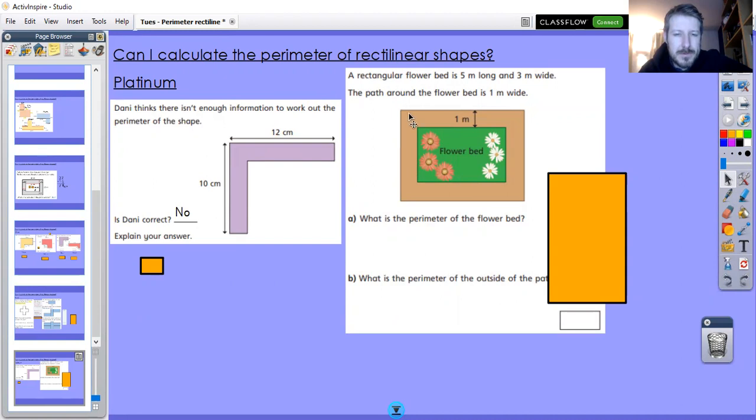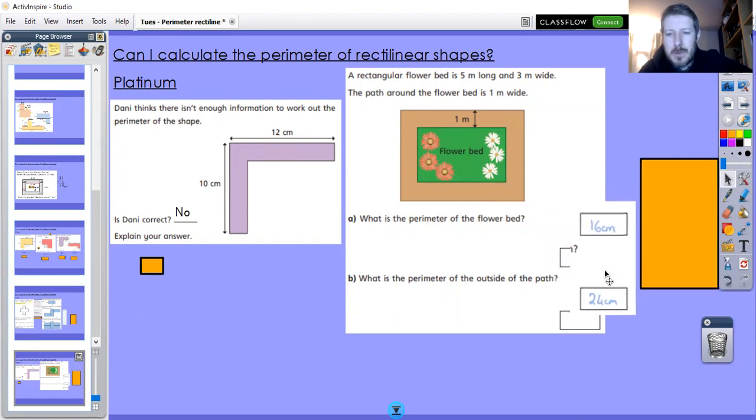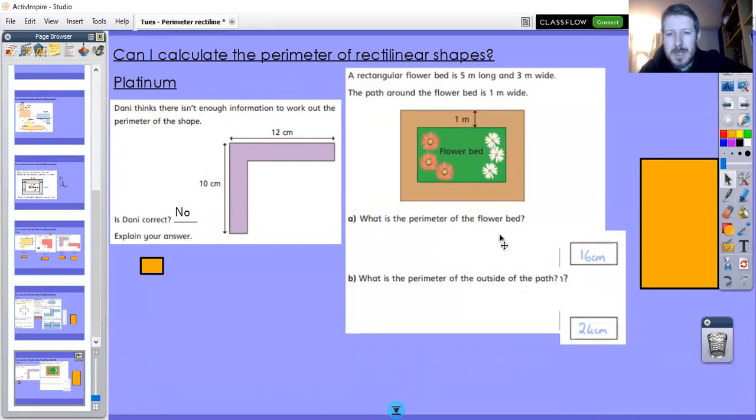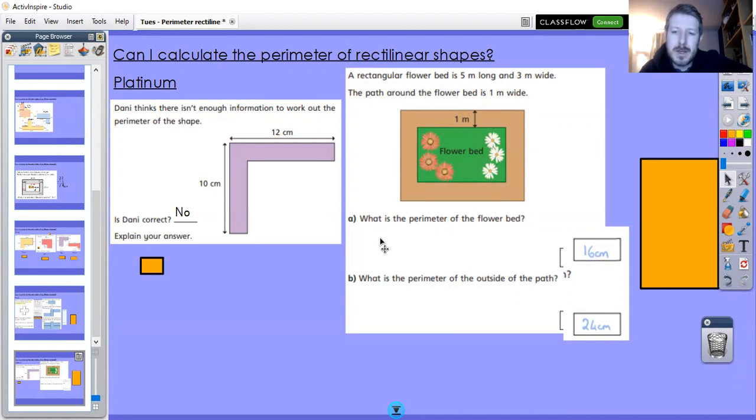And then on this one, a rectangular flower bed is 5 meters long and 3 meters wide. The path around the outside of the flower bed is 1 meter wide. So hopefully we were able to find that the perimeter was 16 centimeters and the perimeter of the outside of the path was 24 centimeters. So knowing that this bit is 5 meters, 3 meters, this bit is 1 meter, we can use that to find the perimeter around the completely outside of the flower bed, taking away this 1 from all the sides as well on the inside.